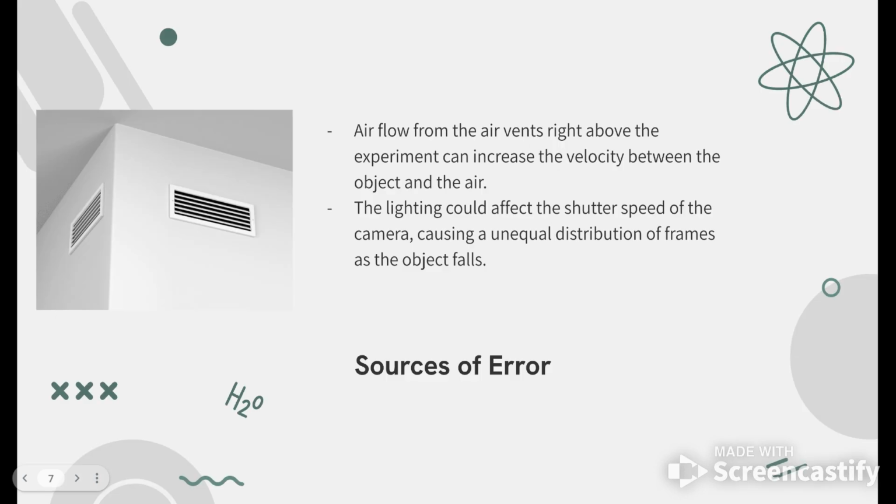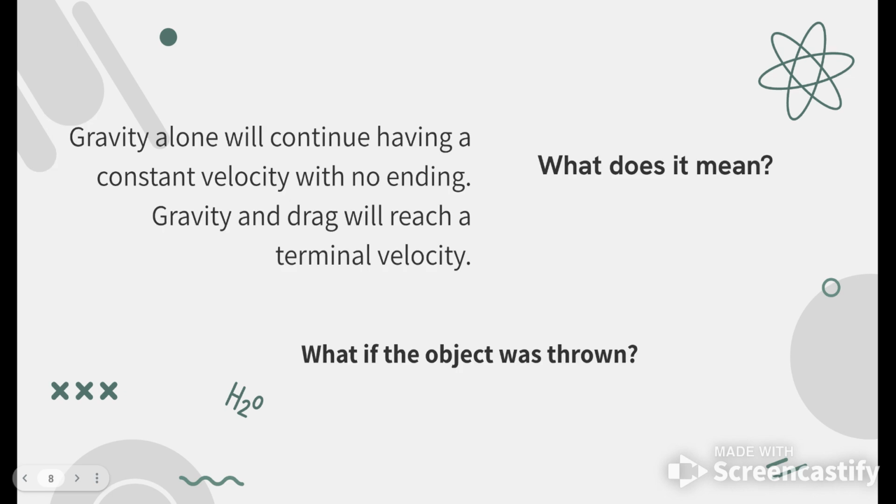Some sources of error occurred when I was doing the experiment, and I noticed that there was an air vent right above the experiment area, and it was blowing air straight down, which could have increased the drag force or the velocity between the object and the air. Also, the lighting of the room could have affected the shutter speed of the camera, which could have caused an unequal distribution of frames as the object falls.